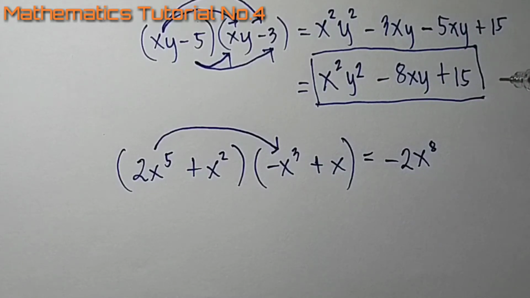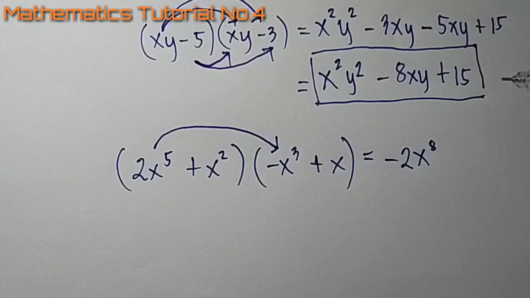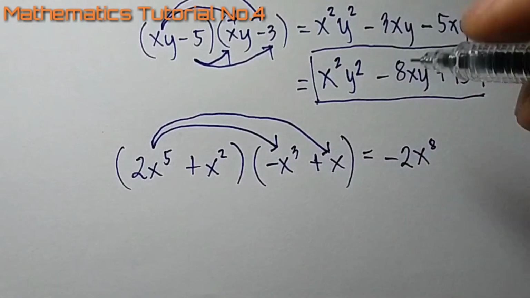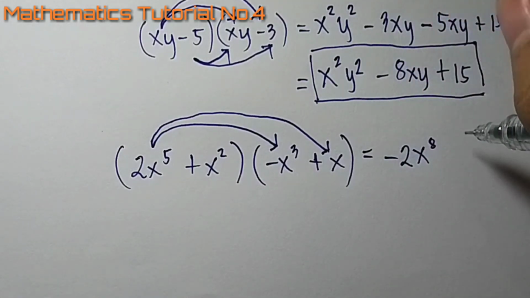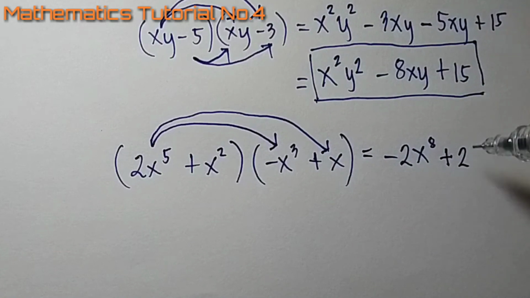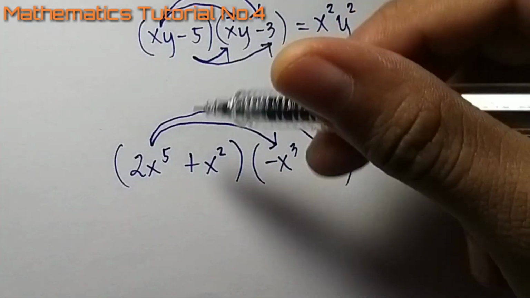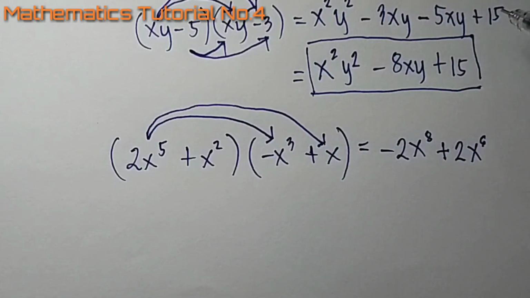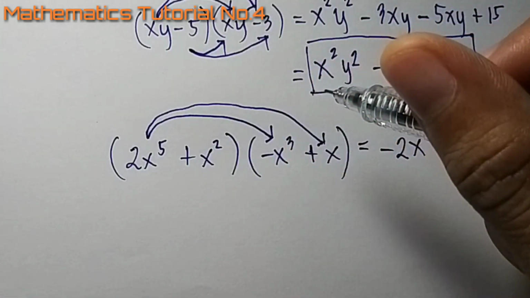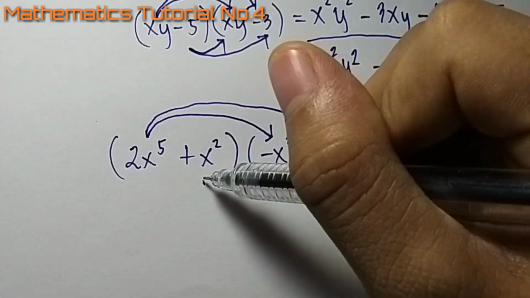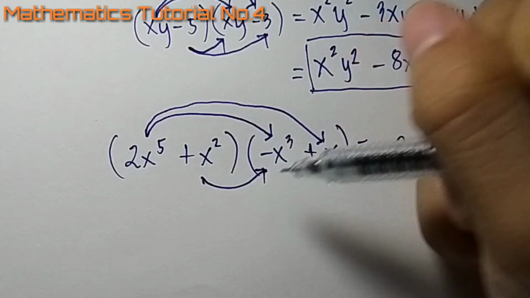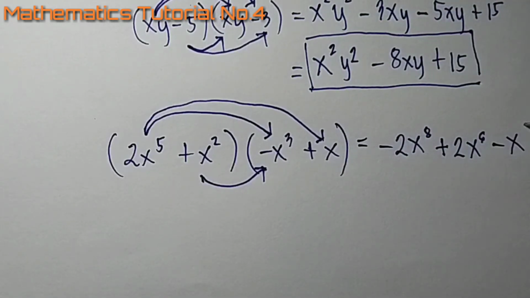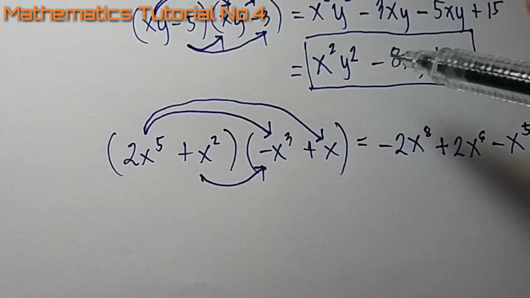Next, nahuman na ta sa first terms, diri na dayon ta sa outside terms. So si 2x to the power of 5 ug si x. So pila ni siya kung ato i-multiply? This is positive 2 x to the power of 5 times x, so that is 6. Next are the inside terms. We will multiply the inside terms. So we have x squared times negative x cubed. So negative x to the power of 5.